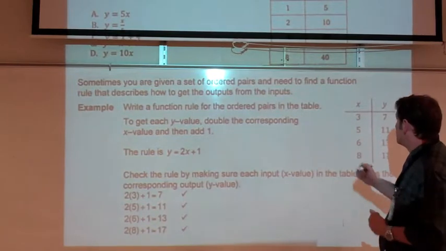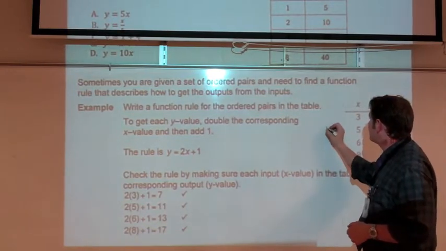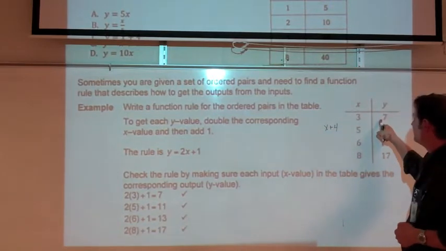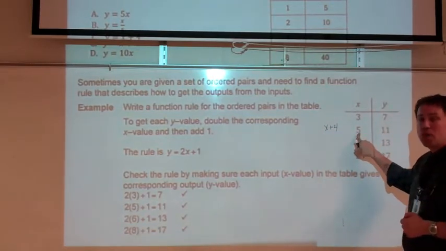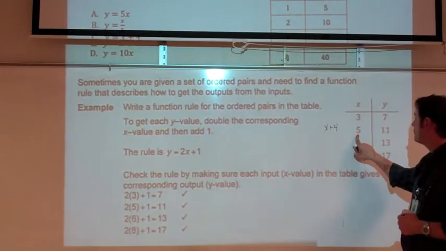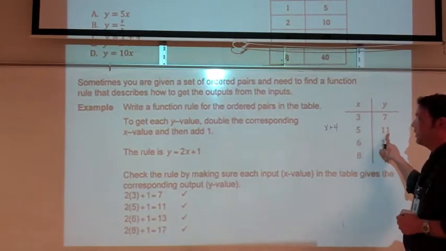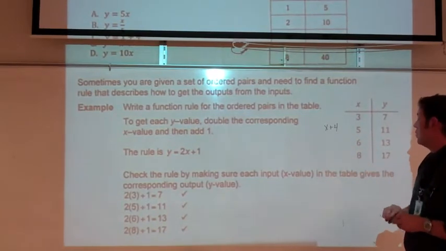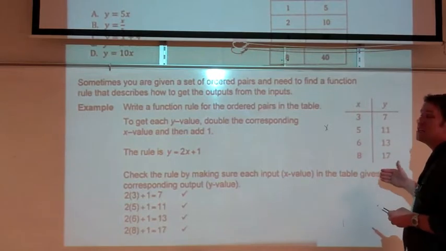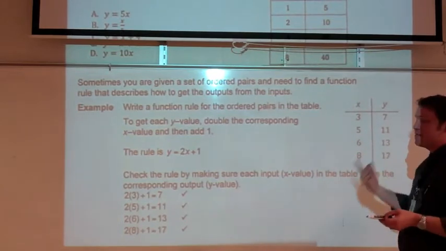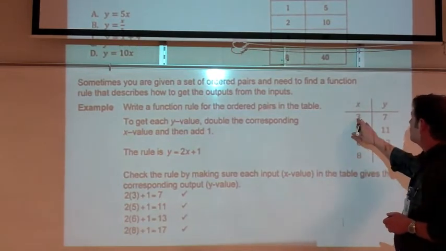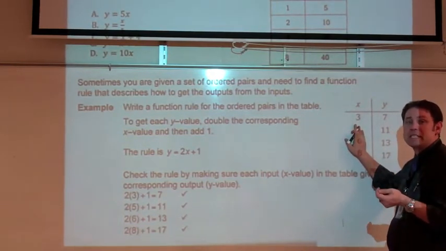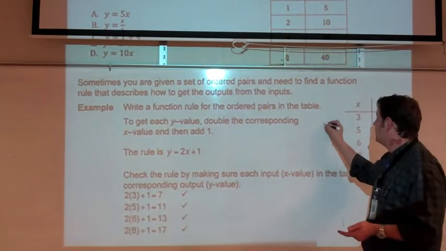Good. So if I took the x value and I added 4 to it, I get 7. Does that work true for 5? No. 4 plus 5 is 9, so this actually doesn't hold true for that one. So addition or subtraction doesn't work, so we're going to have to try multiplication. So 3 times what gives me 7, or closest to 7? Well, 3 times 2 gets me close to 7.